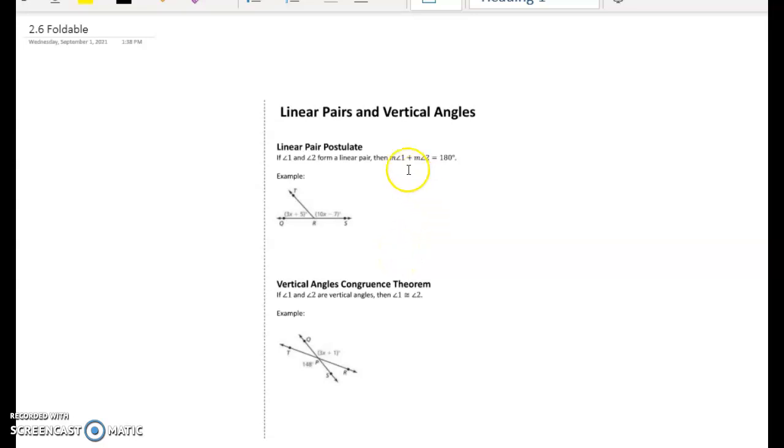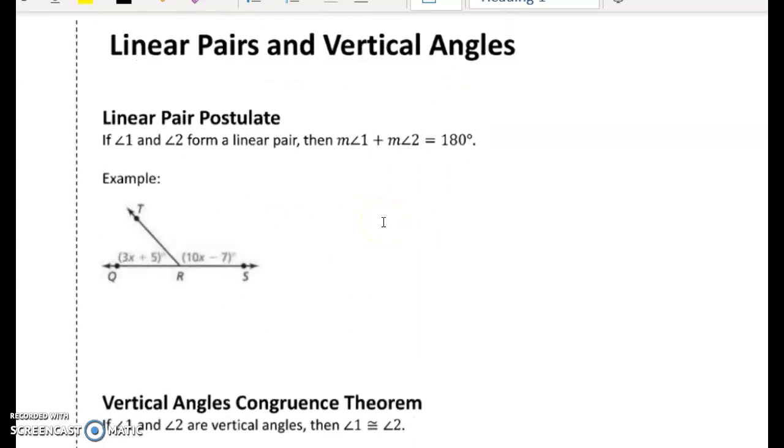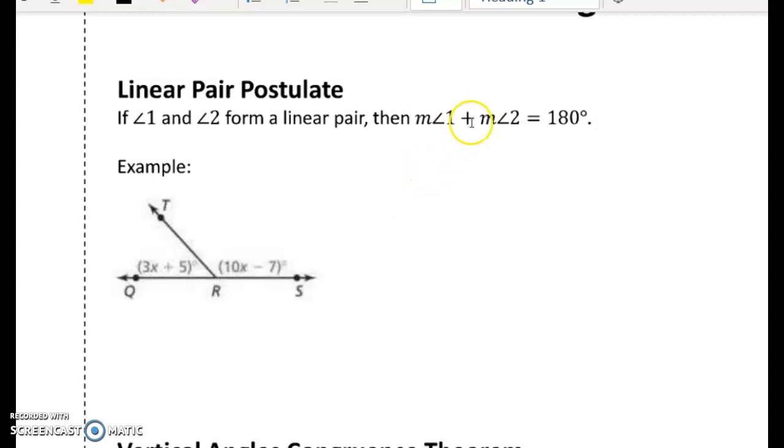Today we are covering this foldable. The front looks like this. It says linear pairs and vertical angles. Okay, so the first thing we're learning is the linear pair postulate.